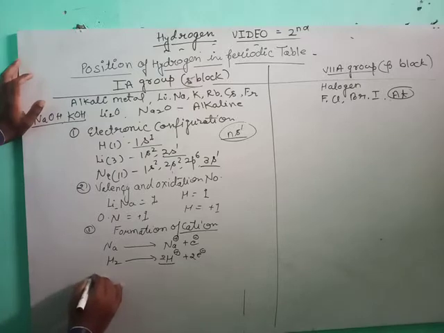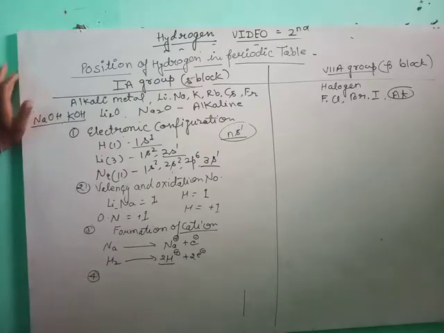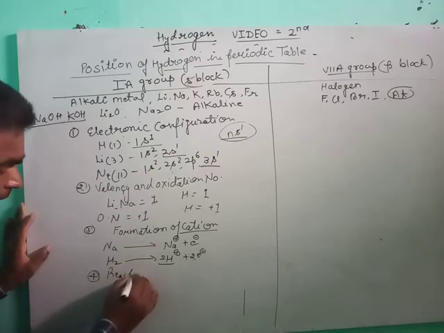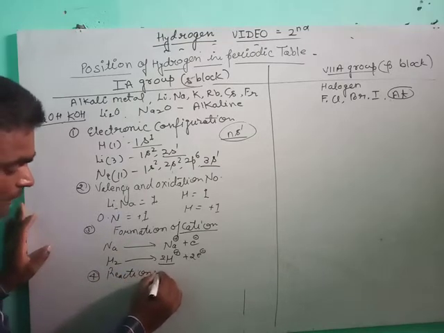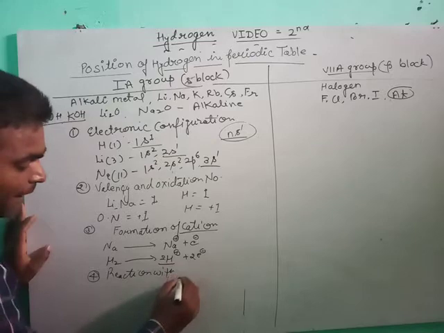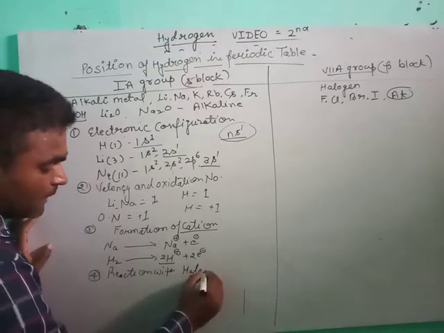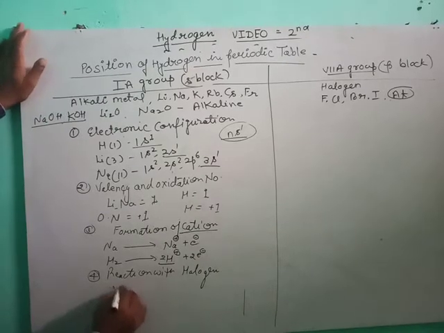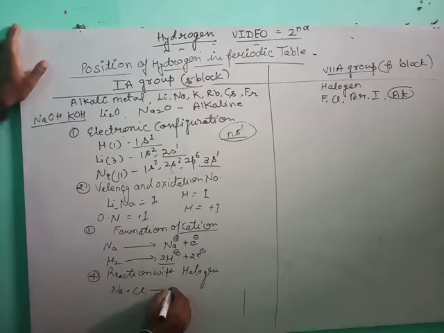And the fourth property is the formation of products or reaction with halogens. Sodium reacts with chlorine and forms NaCl.